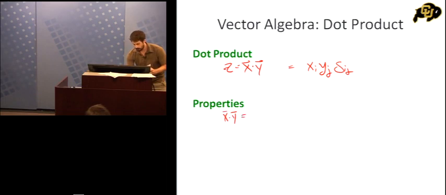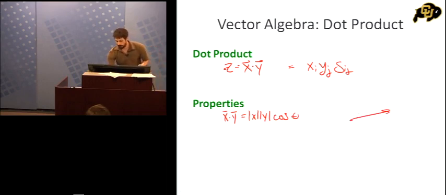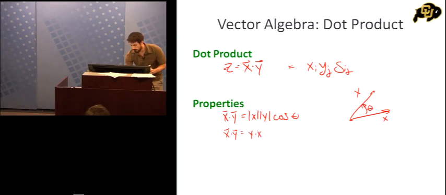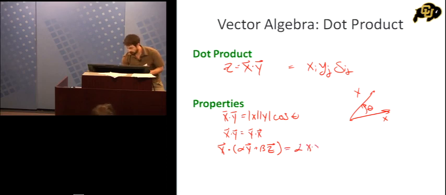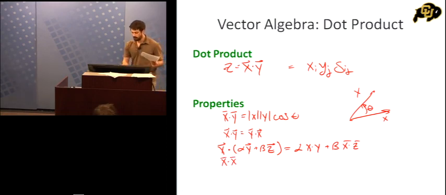You might remember this property. So this would be if we have some vector x and y. This is a way that we can calculate the angle between the two vectors. x dot y is equal to y dot x. x dot this expression, where alpha and beta are going to be scalars, and y and z are vectors.